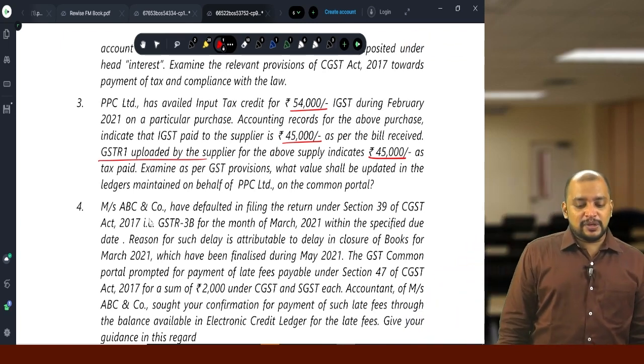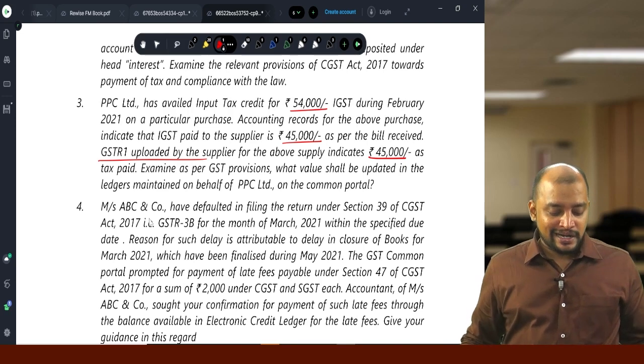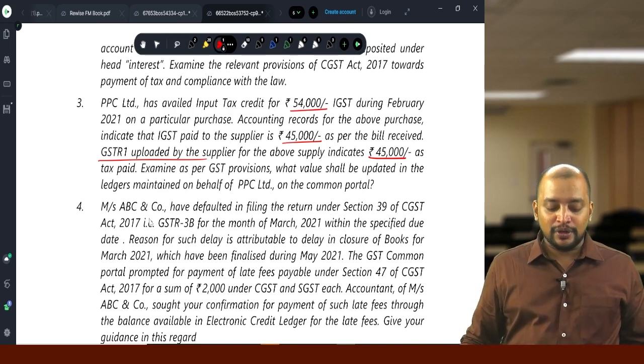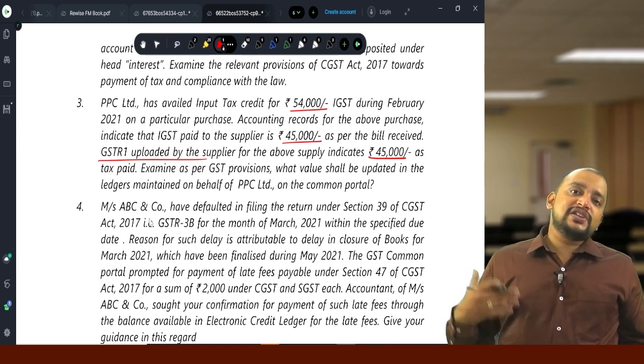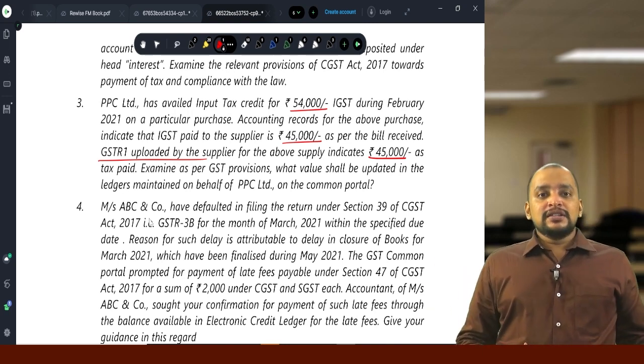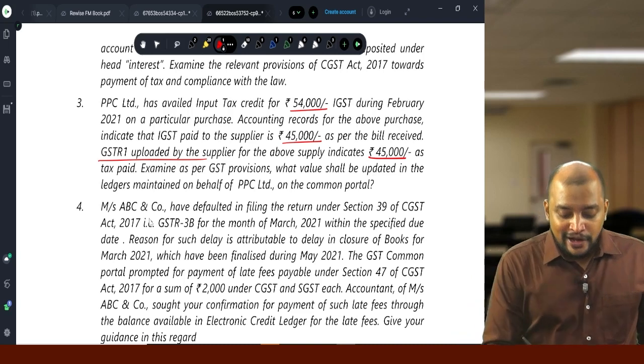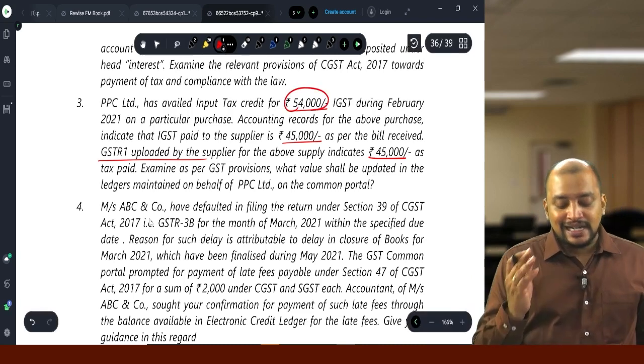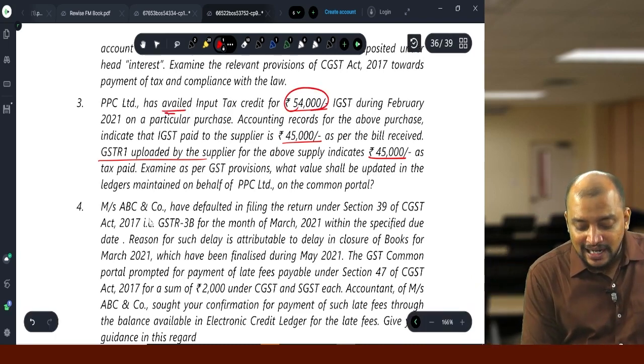Examine as per GST provisions what value shall be updated in the ledgers maintained on behalf of PPC Limited on the common portal. See, actually this question is based on old provisions. So now, first of all, we cannot take this 54,000 as ITC. They have availed ITC of 54,000.